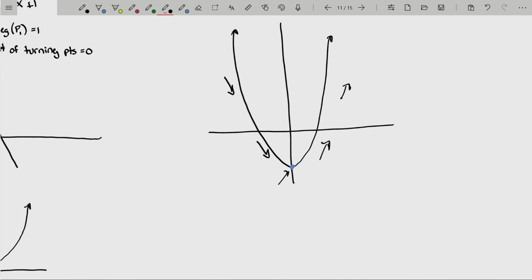Now, to be very honest with you, as you advance through mathematics, nobody really says turning point. If they do, they're kind of teaching lower level courses. That's not exactly what we'd call them. We'd call that an absolute, or sorry, a local minimum.